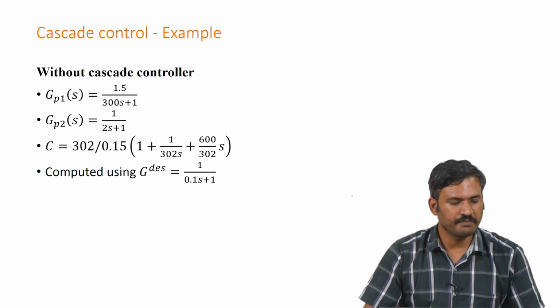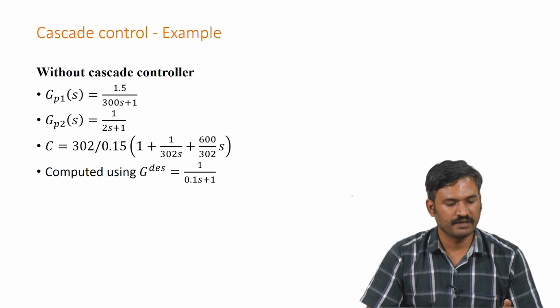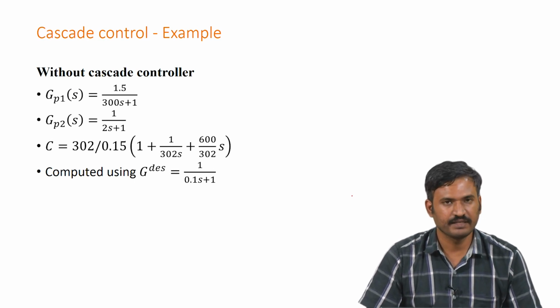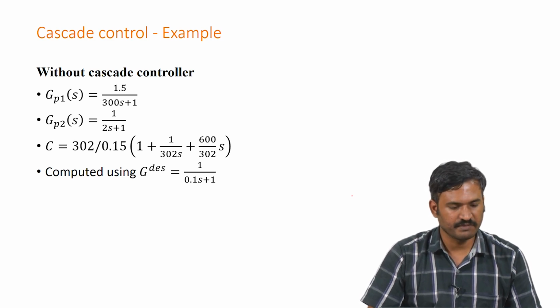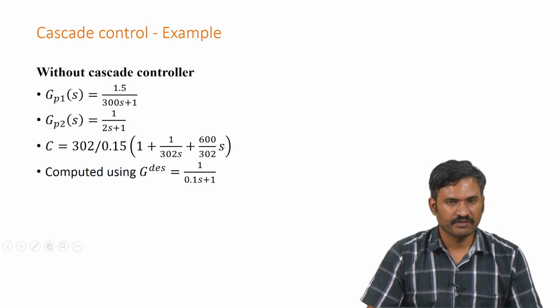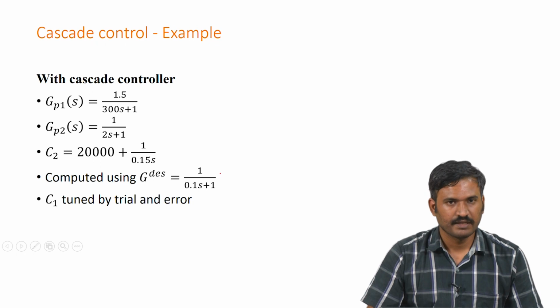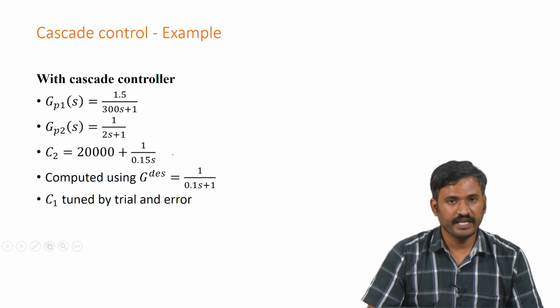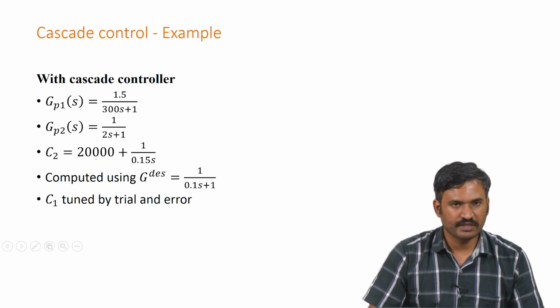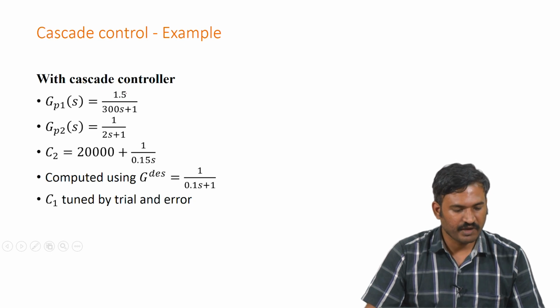Now, the tuning parameters and how the values have been arrived at are given in this slide. So, without the cascade controller, the process transfer function is 1.5 s divided by 300 s plus 1, and the controller configuration is given here. In the same way, with the cascade controller, the main difference is that the second controller C2 controls only the first process GP1. So, the controller has been designed based on GP1 alone, not including GP2.